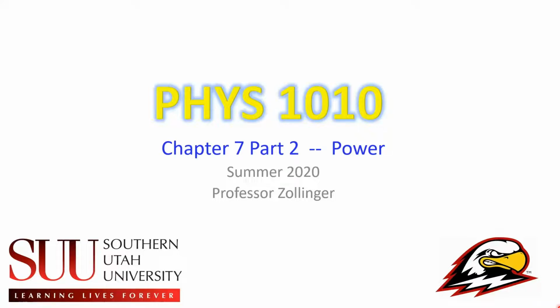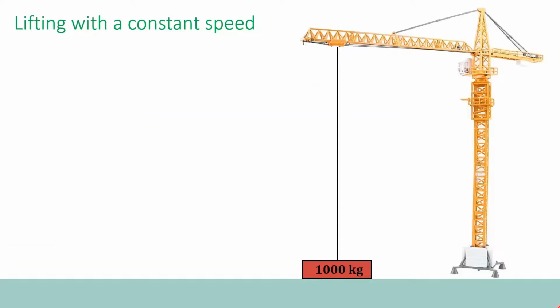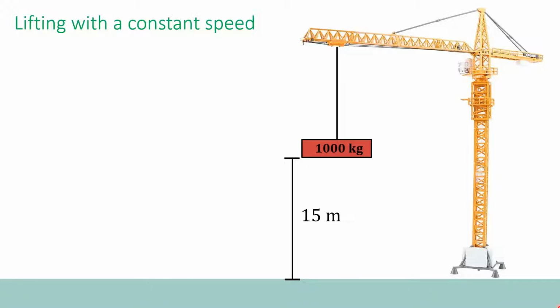In this video, I'll explain the difference between energy and power. I'm going to go back to this example. You've seen it several times in the first video. It's the one where if we lift the 1,000 kilogram beam to a height of 15 meters, that required a work of 150,000 joules. You could also think of it as we change the potential energy of the system by 150,000 joules.